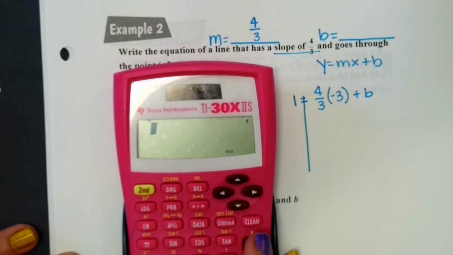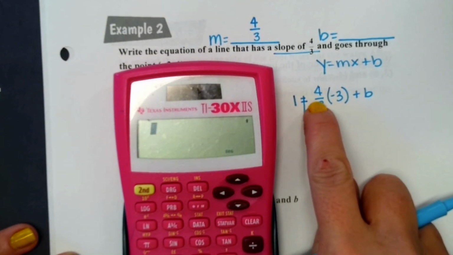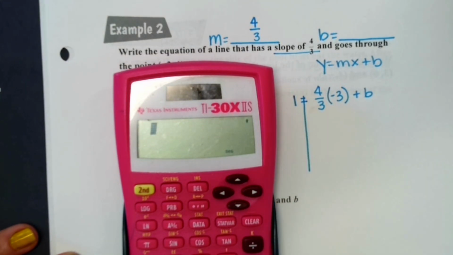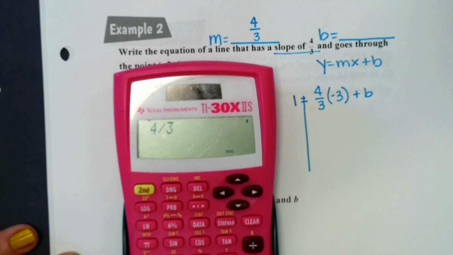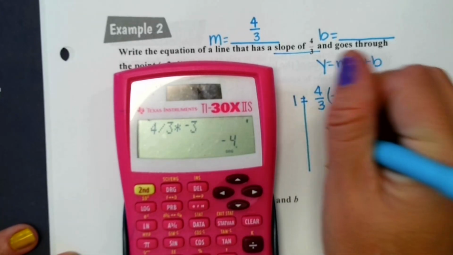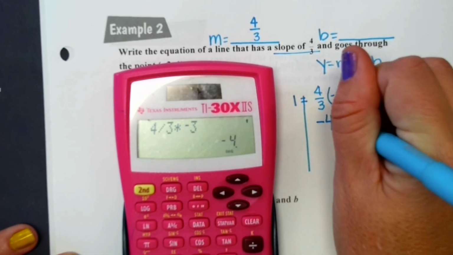Here's what we're going to do. We're going to type in. What's this line mean to do in the middle? So I hit 4 divided by 3. And you told me what operation's happening here? Multiplication. Good. Times -3. And then I'm going to hit enter. What do you get? -4. So then I'm going to write that this gave me -4.